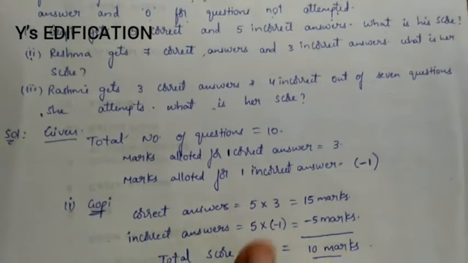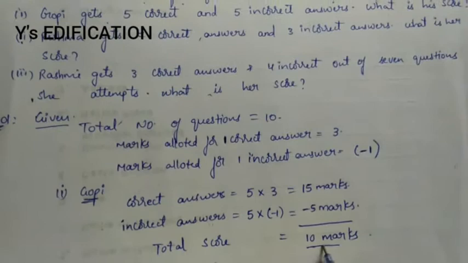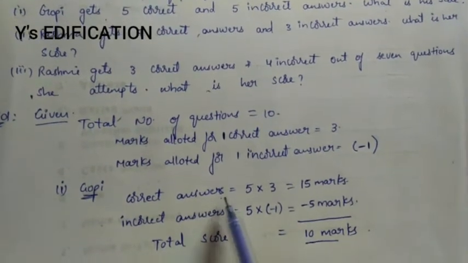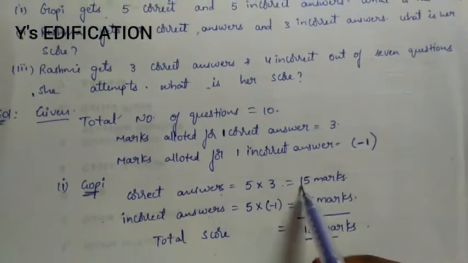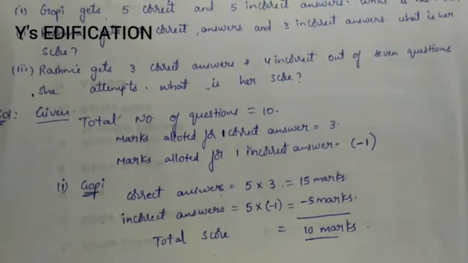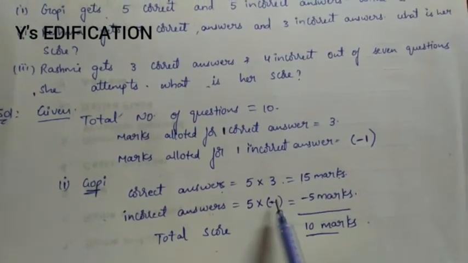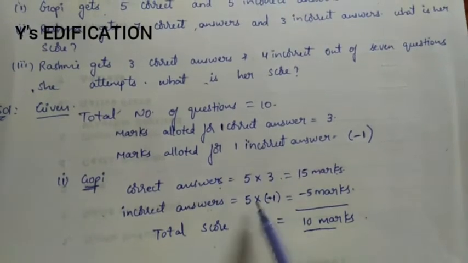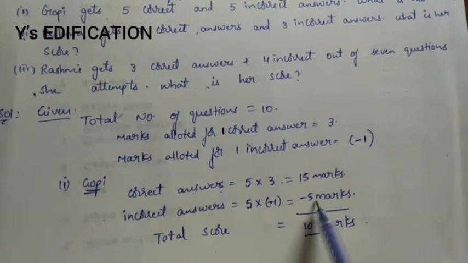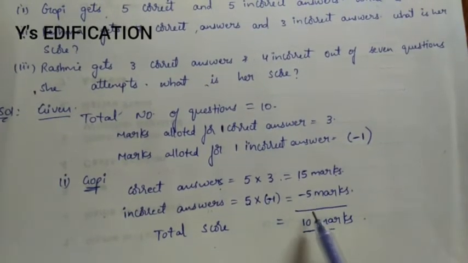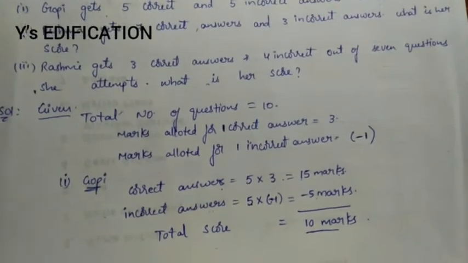Out of 30 marks, Gopi scored 10 marks. He wrote 5 correct answers. For each correct answer, 3 marks is allotted. That means for all the correct answers, he scored 15 marks. And he also wrote 5 incorrect answers. For each incorrect answer, minus 1 mark will be deducted. So 5 into minus 1 means minus 5. So 15 minus 5 is 10 marks. So the total score of Gopi is 10 marks.